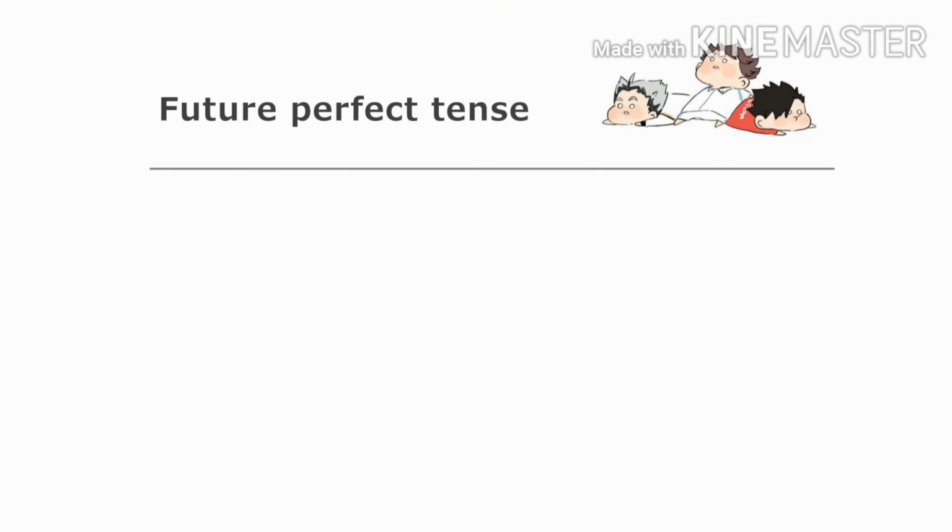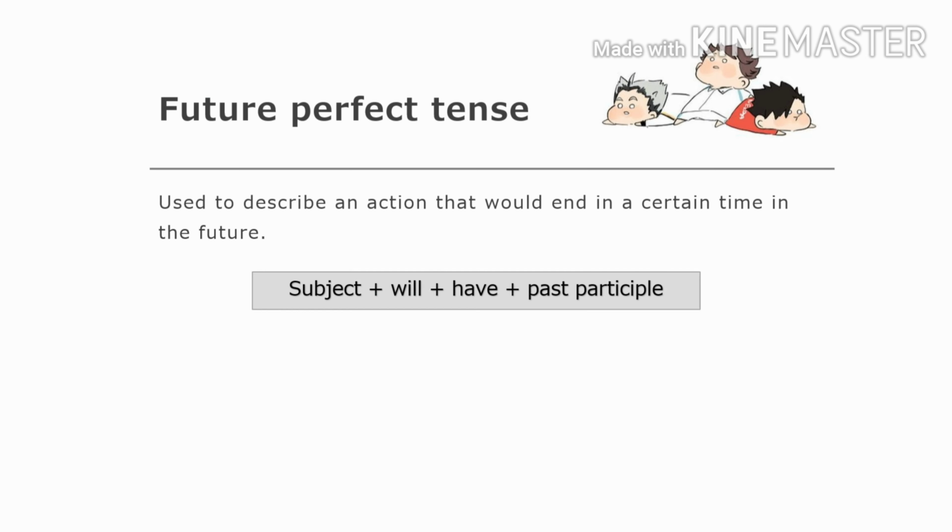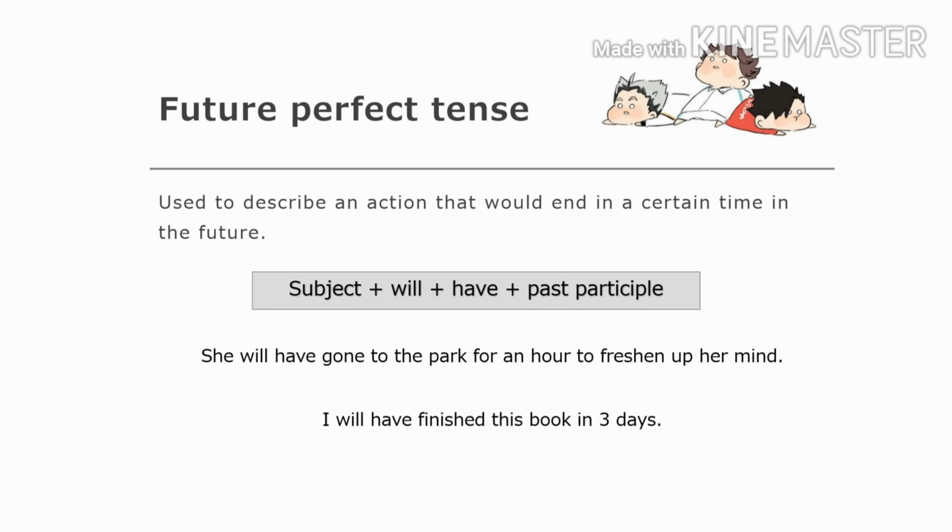Future perfect tense. Now, the future perfect tense is used to describe an action that would end at a certain time in the future. The form would be subject plus will plus have plus past participle. She will have gone to the park for an hour to freshen up her mind. I will have finished this book in 3 days. They will have planned more for this event tomorrow.